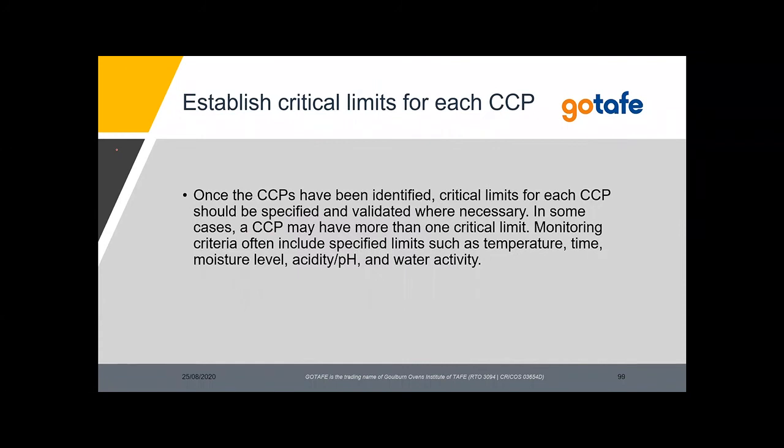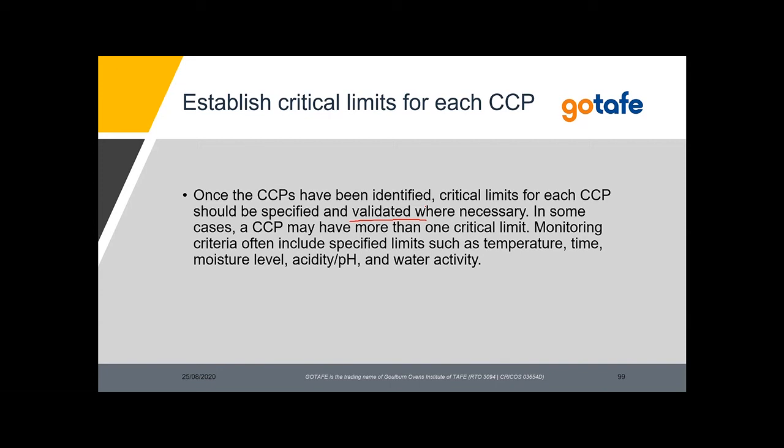So the next step, once you have identified those CCPs, is to set up the critical control limits. We have discussed pasteurization and the example, 72 degrees and 15 seconds, and that's our critical control limit. And it should be specified and validated. Validation for that is really important. The reason is you need to make sure your control limit or your measures are sufficient to control the hazard you have identified in here.